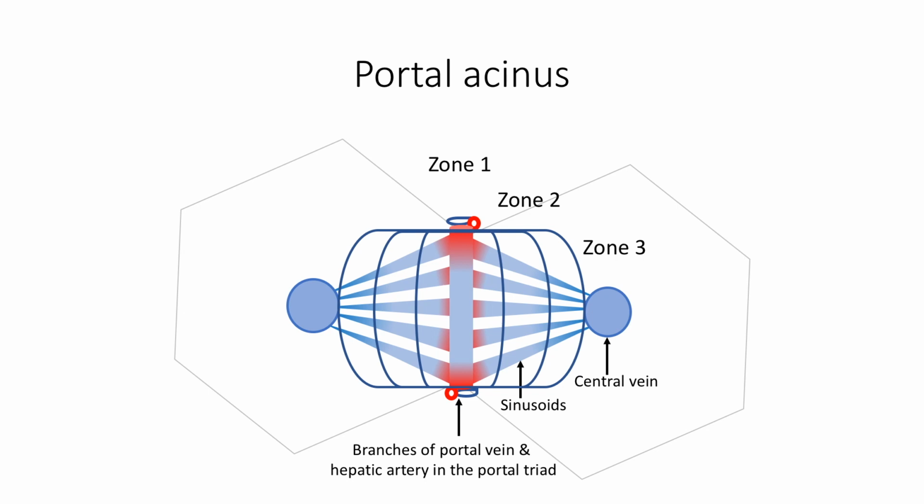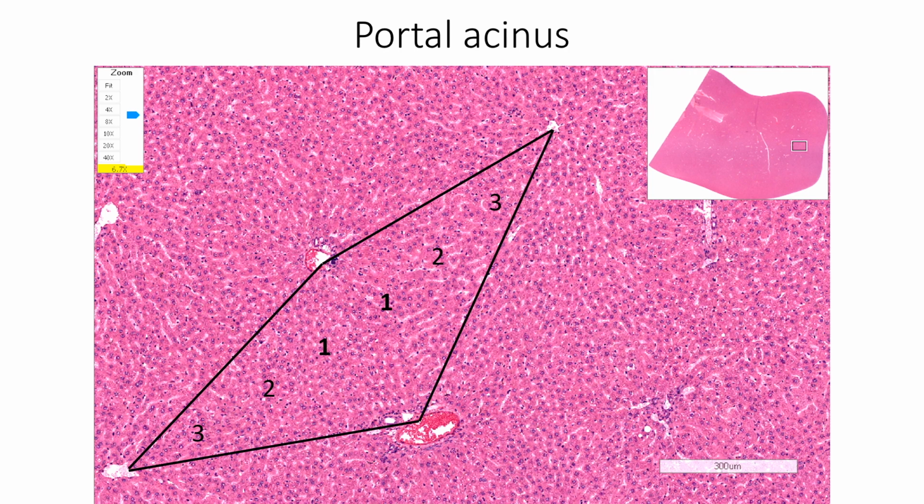Although the cells in zone 1 are the first to receive nutrients and oxygen, they are also the first to receive toxins and hence are the first cells to undergo toxic necrosis. These cells are also the first to be affected if there is obstruction to the bile flow. Cells in zone 3 are the last to receive blood from the sinusoids and hence are the first to show ischemic changes in case of decreased perfusion. Cells in zone 2 show intermediate responses. This is a section of liver showing a portal acinus and zones 1, 2 and 3.